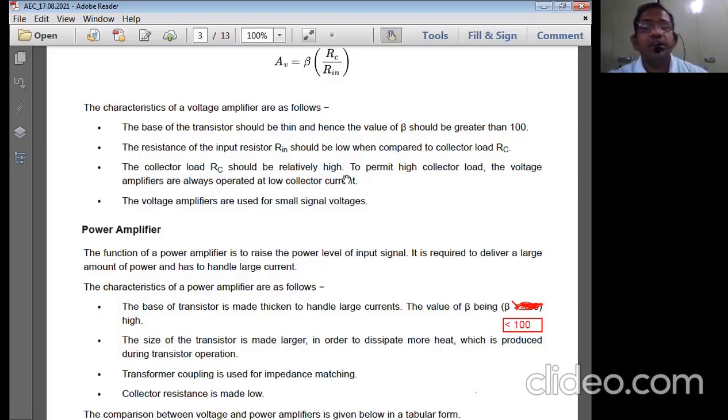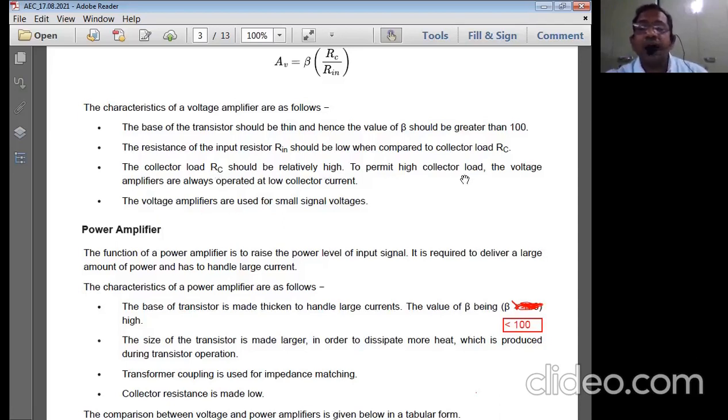So in the case of a voltage amplifier, our intention is only one: voltage gain. When we are seeing voltage gain, we don't see current gain. But when you see power gain, we have to see voltage gain as well as power gain. Two have to be achieved compulsorily in the case of the power amplifier. Whereas in the case of a voltage amplifier, there is only one issue, voltage. Power issue, I don't care.